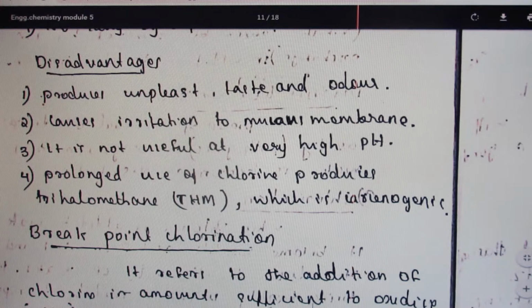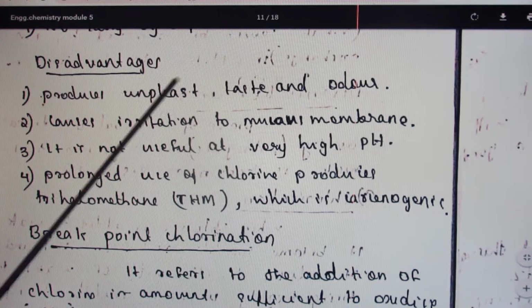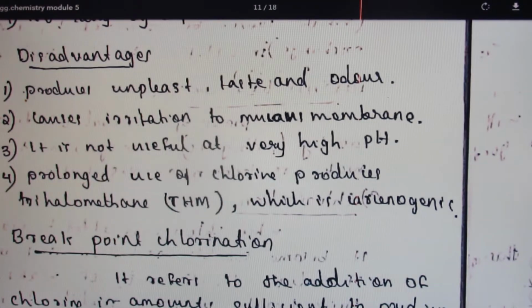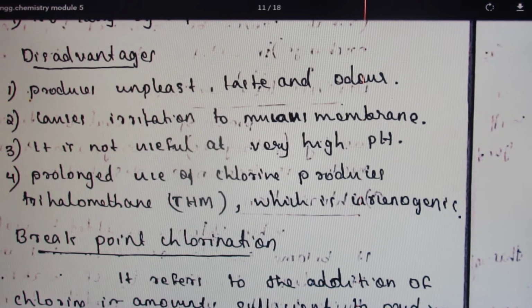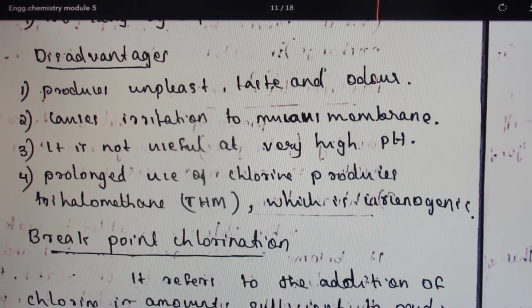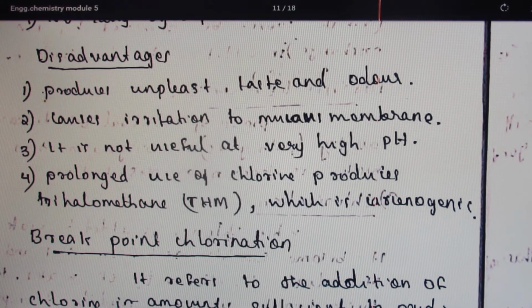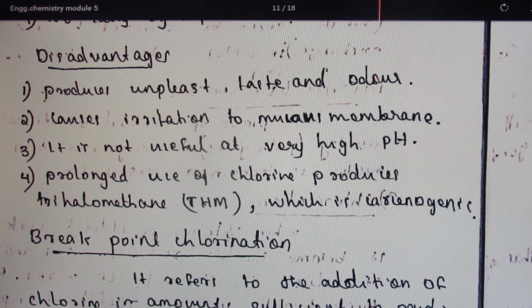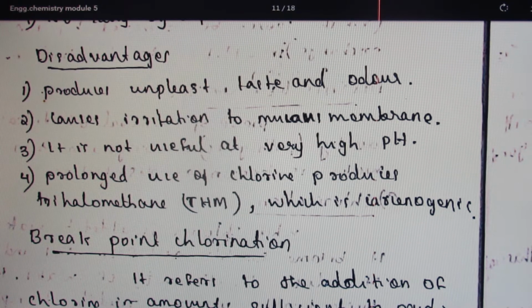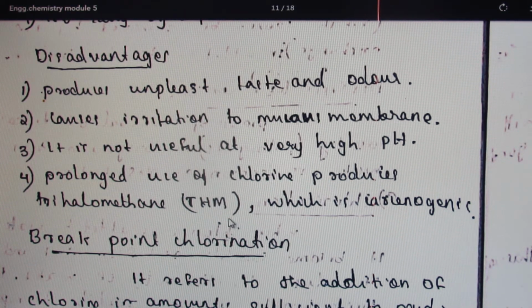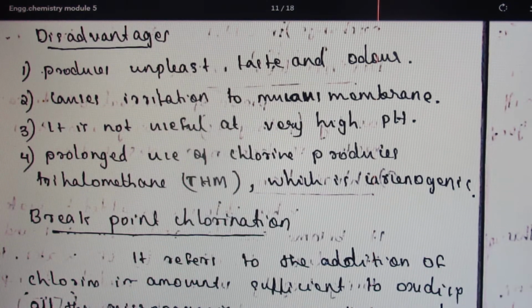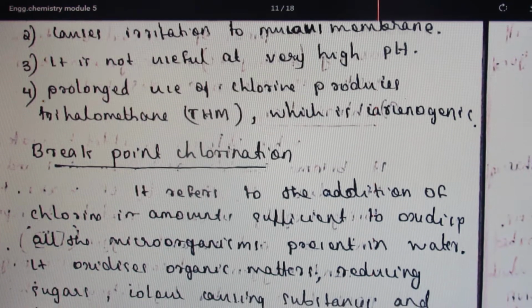But it has some disadvantages. It produces an unpleasant taste and odor if it is used in excess amount, and it causes irritation to mucous membrane. It is not useful at a very high pH because if the water is highly acidic in nature, this chlorination is not that effective. Then prolonged use of chlorine produces trihalomethane, THM, which is carcinogenic in nature. Carcinogenic means it is cancer producing.